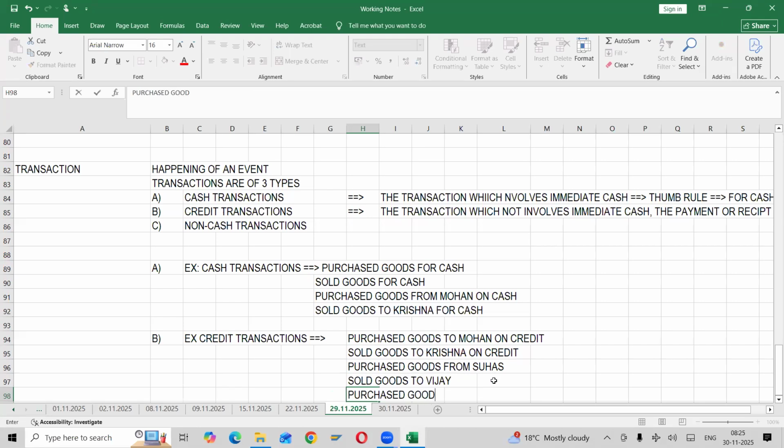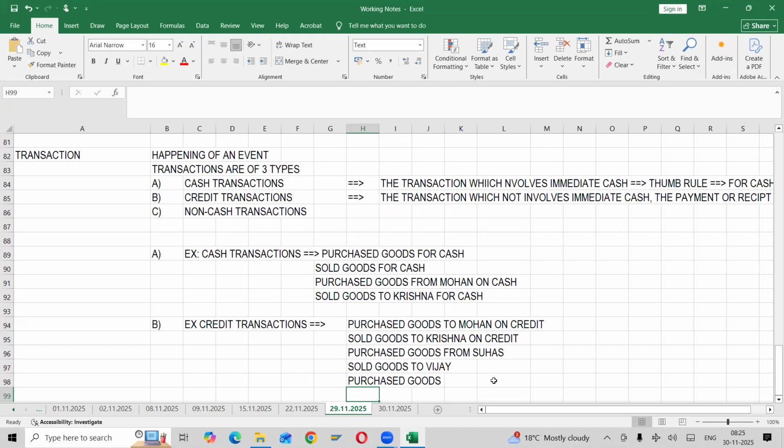Purchased goods. What is this? Here, no entity or person name is mentioned, and neither cash nor credit is mentioned. So what kind of transaction? Credit purchase? Did you mention it? No. Any person name mentioned? No. If it is credit purchase, compulsory we need to have what? Entity or person name, mandatory. But in this transaction, is it mentioned? No.